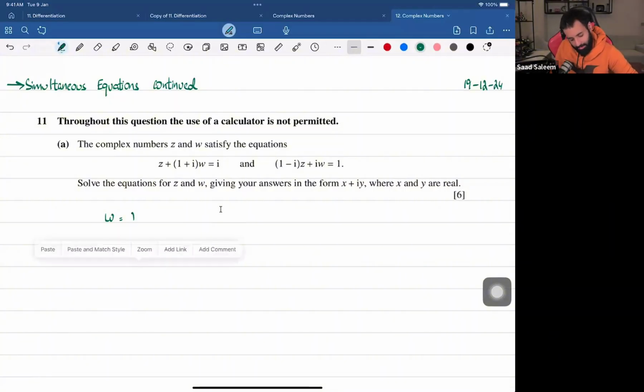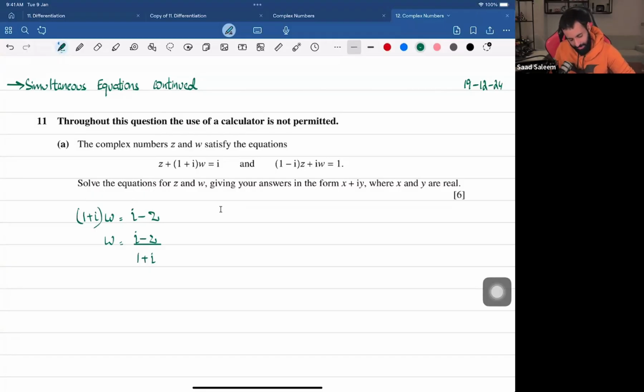So w is equal to, first of all, iota minus z. Oops, sorry. This is (1 plus iota) times w, which is equal to iota minus z. And then if we make w the subject, that's going to be (iota minus z) over (1 plus iota). Think of it as the third equation, which we're going to plug into the second equation.